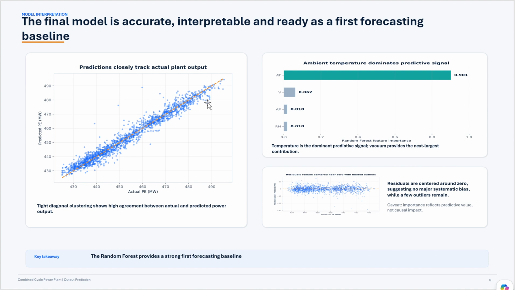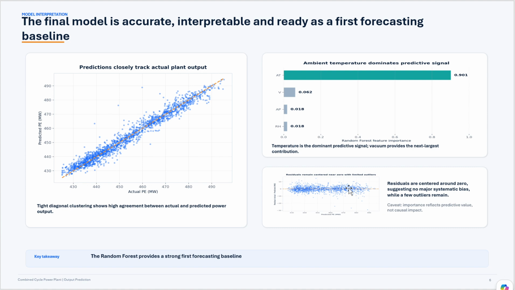The residual chart also shows that most residuals are centered around 0. That suggests the model is not consistently overpredicting or underpredicting. There are some outliers and slightly greater dispersion in parts of the output range, so the model is not perfect and should still be monitored if used operationally.